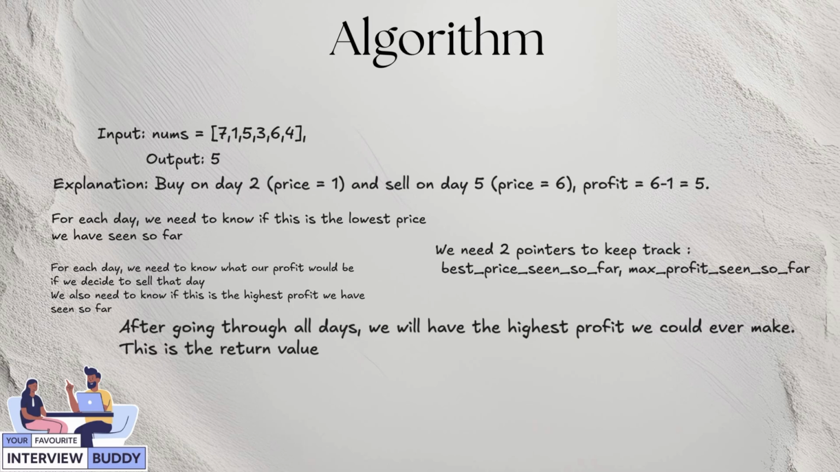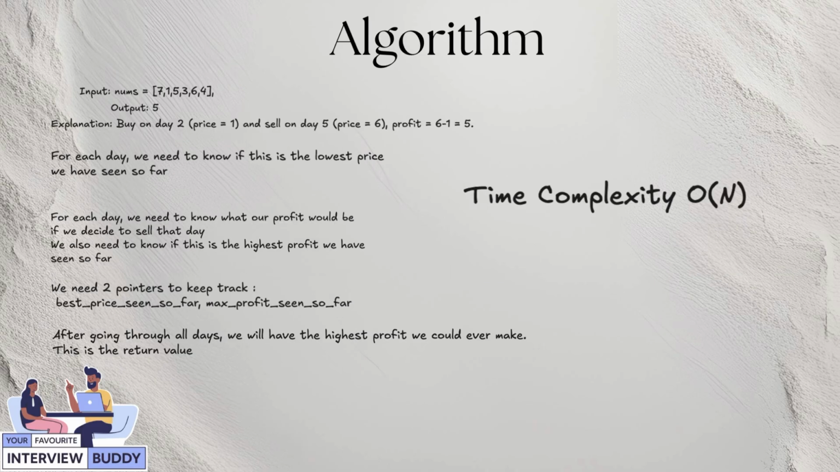Now, while we keep track of this information as we go through each day in the array, at the end of the array, the maximum profit seen so far would be the highest profit we can ever make given the input array. And this is the return value. This is exactly the solution to the problem. Now, what is the time complexity of this algorithm? It is O(n), meaning it is linear, because we have to loop through each day for our calculations.